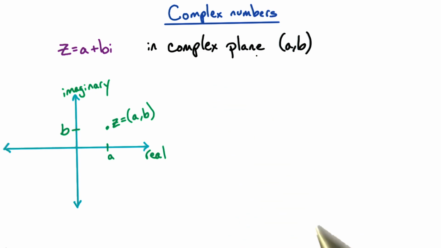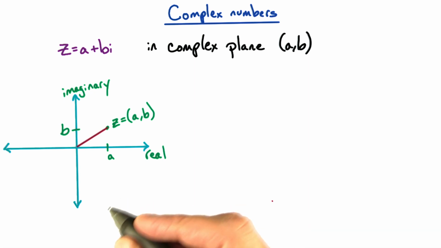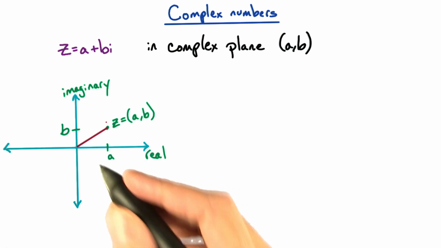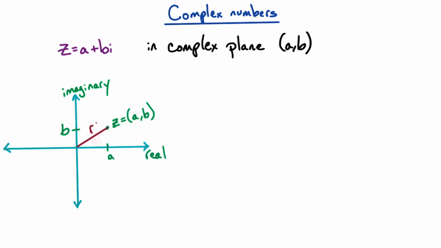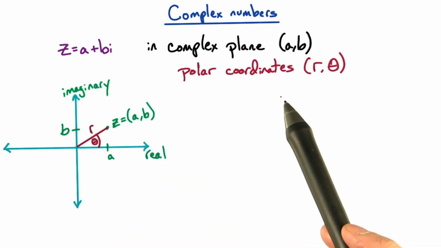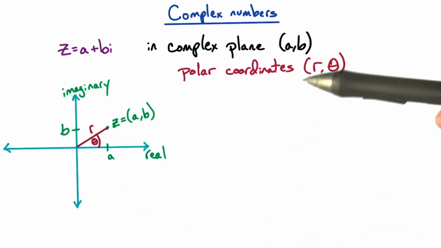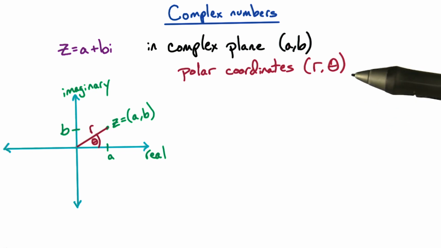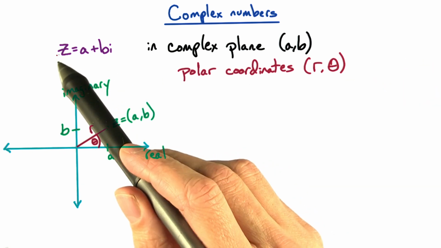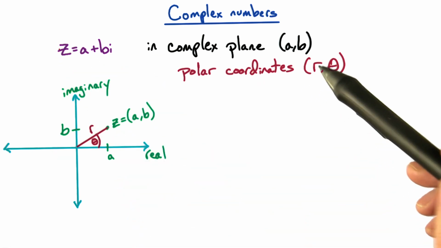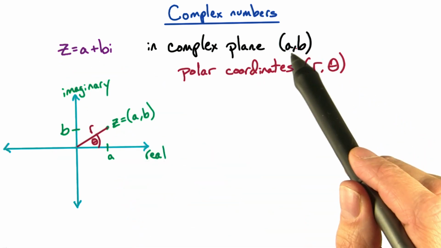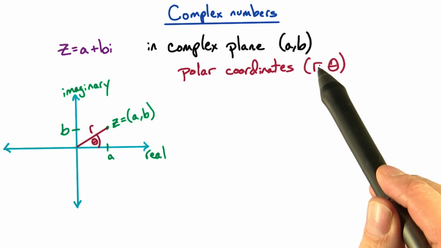Now there's another way to describe this point, this number z. It's called the polar coordinates. In polar coordinates, we look at the length of this vector from the origin to this point z. Let's call r the length. And we look at this angle, theta. This number z in polar coordinates is (r, theta). Just as we had two representations of a polynomial, either the coefficients or the values, we also have two representations of a complex number, either with the Cartesian coordinates (a, b) or the polar coordinates (r, theta).